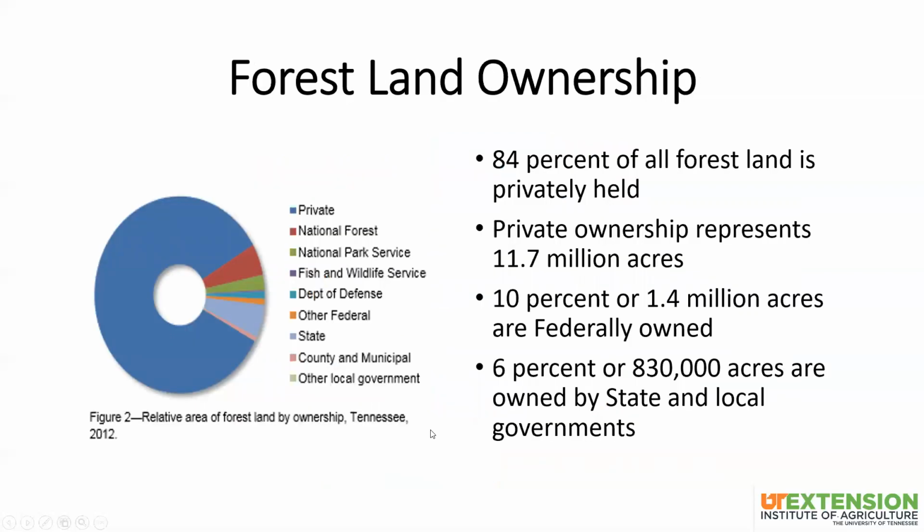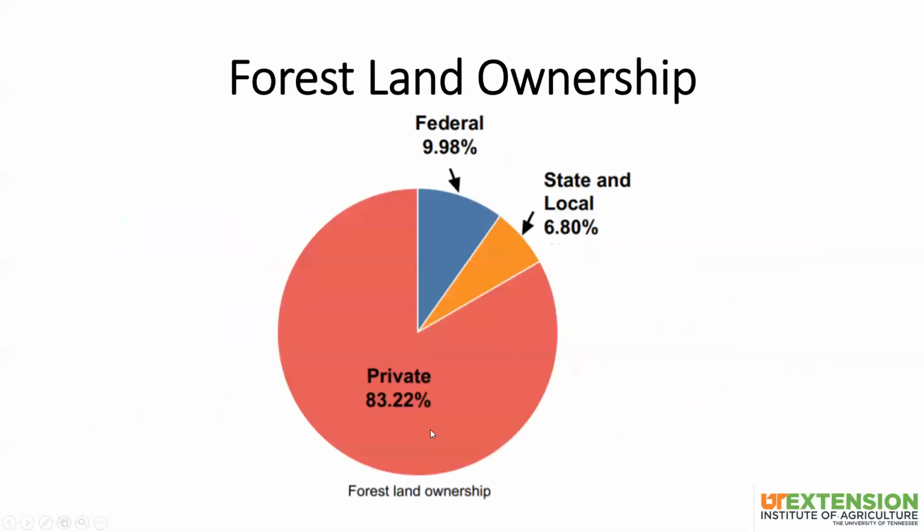So when we look at some of the forest land ownership in the state, we can see that of that 13.9 million acres, 84% of that forest land is privately held. Now, when we talk about that privately held, that not only includes farmers and landowners, but also some of the private industries. The paper companies or the timber companies also own some of that as well. The rest of it is made up from federal land, about 10%, and then the state or local governments have about 6% of that forest land.